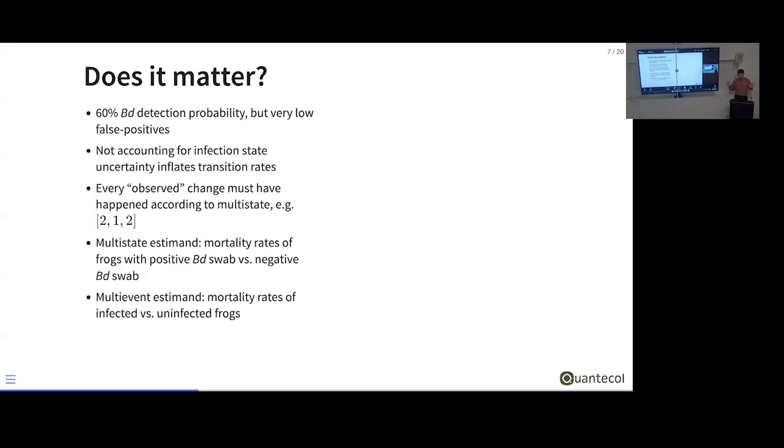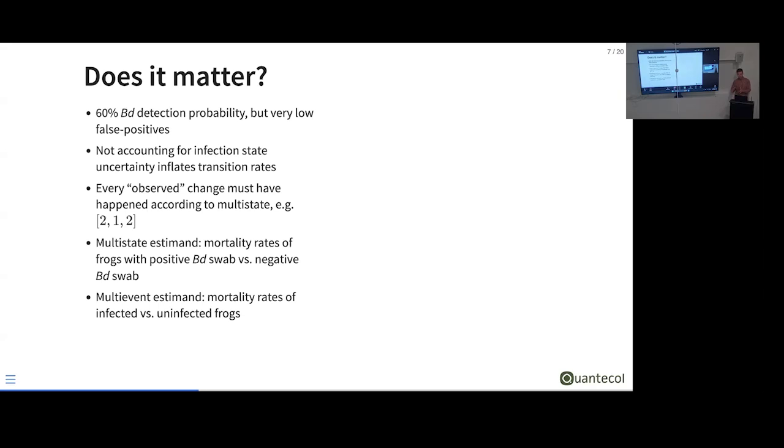The question, or one of the overarching questions, is: does it actually matter to account for this, or do you just do this because you like stats, basically? So it turns out in our system, we only had, where I estimated, a 60% probability of detecting BD on frogs. You might be wondering why it's so low.